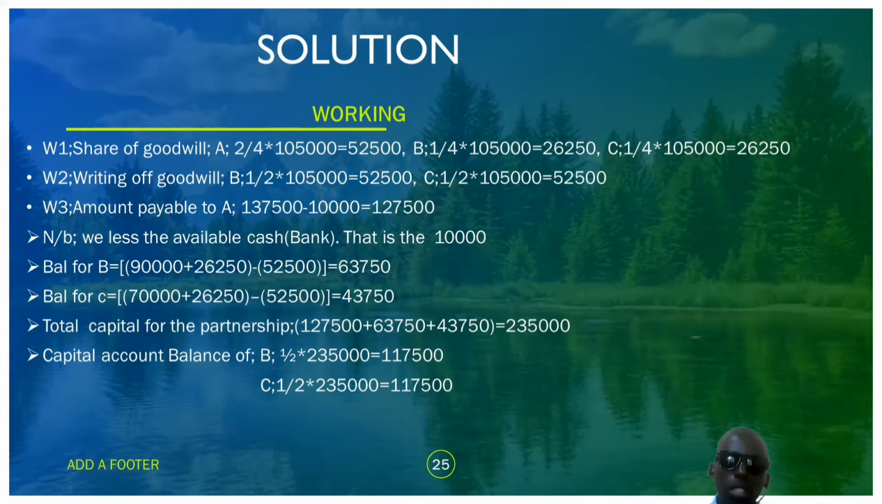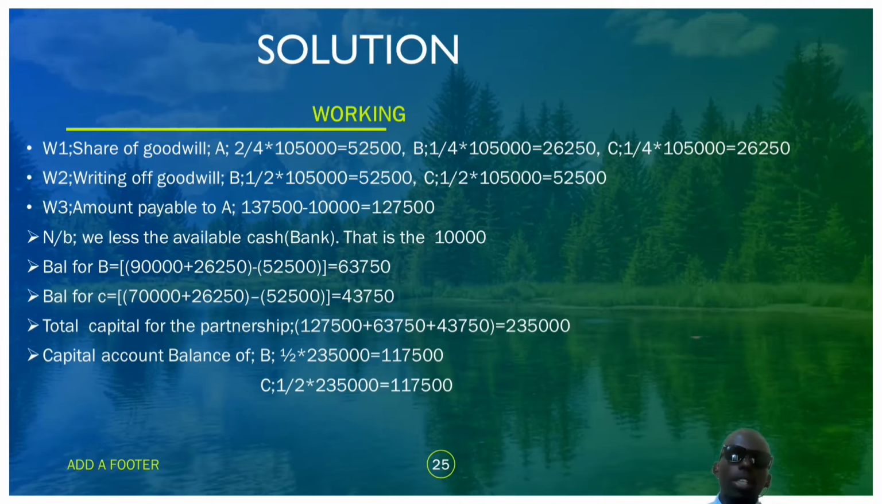So, they want their capital balance to be in the ratio of 1:1. Now, the total capital for the partnership. We have to sum the total capital that is required for this partnership. Remember, they should take care of the 127,500 for A, then their capital of 63,750 and 43,750. The total capital amounts to 235,000, as you can see in my working.